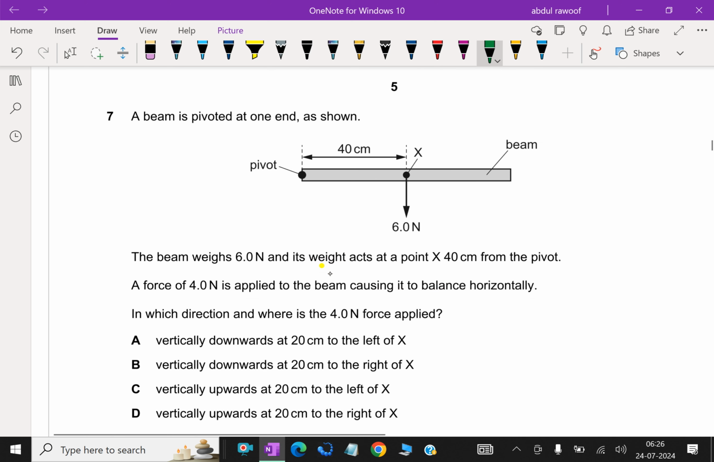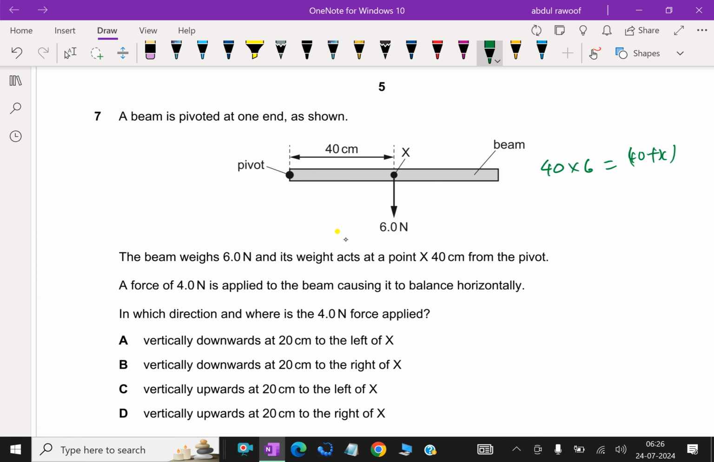Here we have to take moments. 40 into 6 Newton equals, from total distance from here, 40 plus x into 4 Newton. So 40 into 6 divided by 4 equals 40 plus x. So 60 equals 20 plus x. Therefore, x equals 60 minus 20, x equals 40 centimeter.